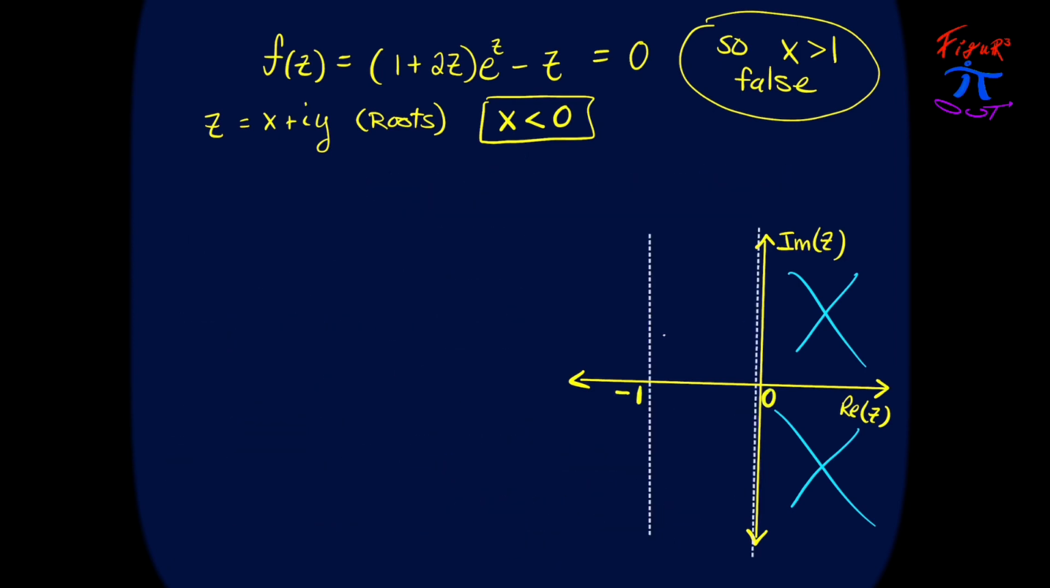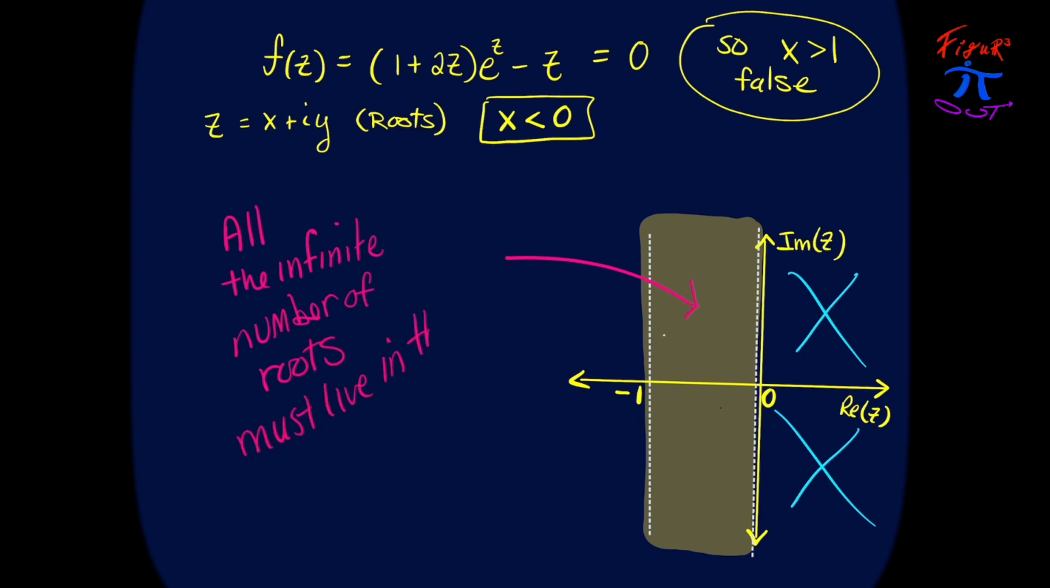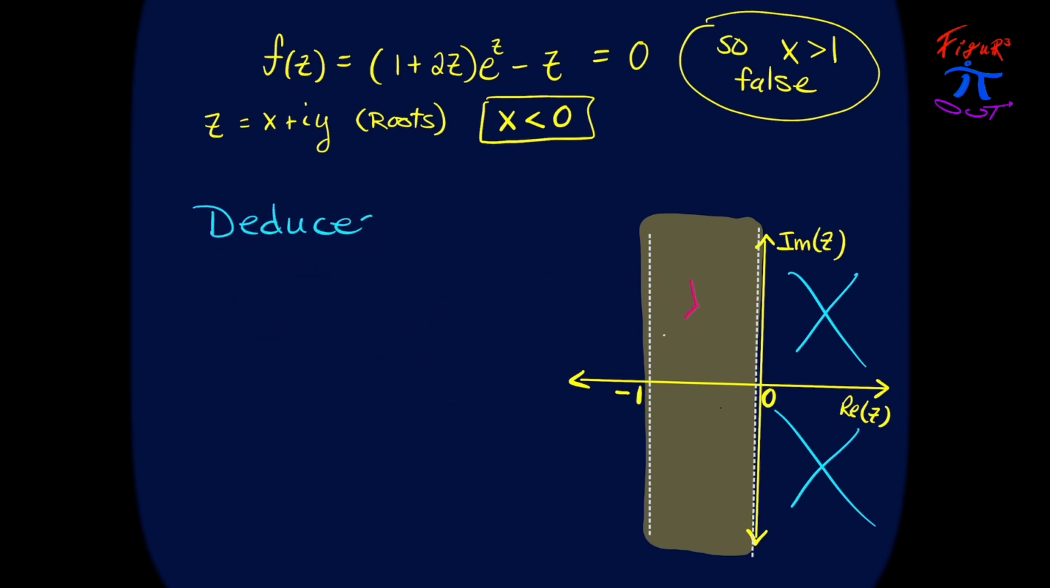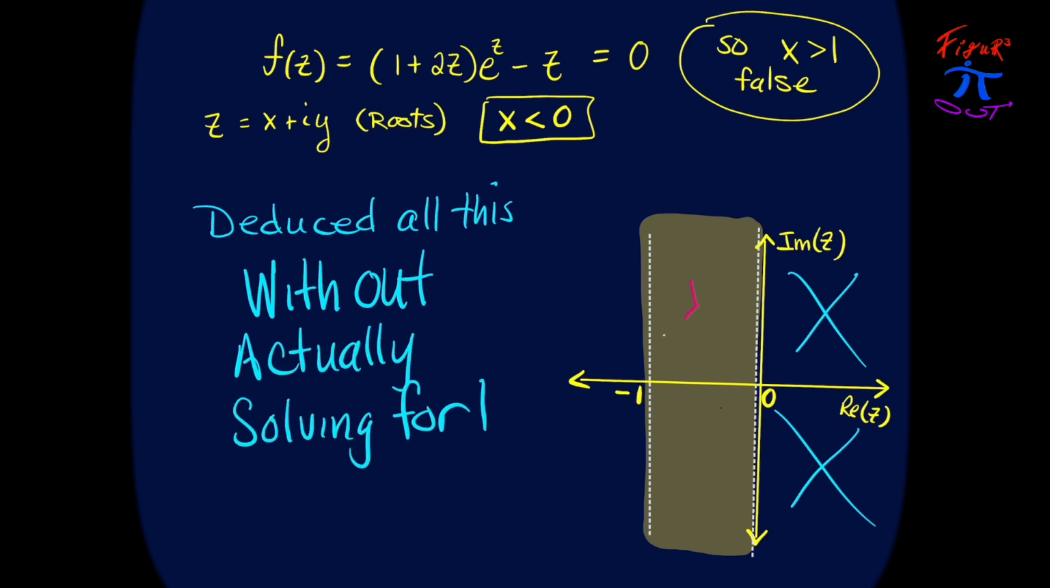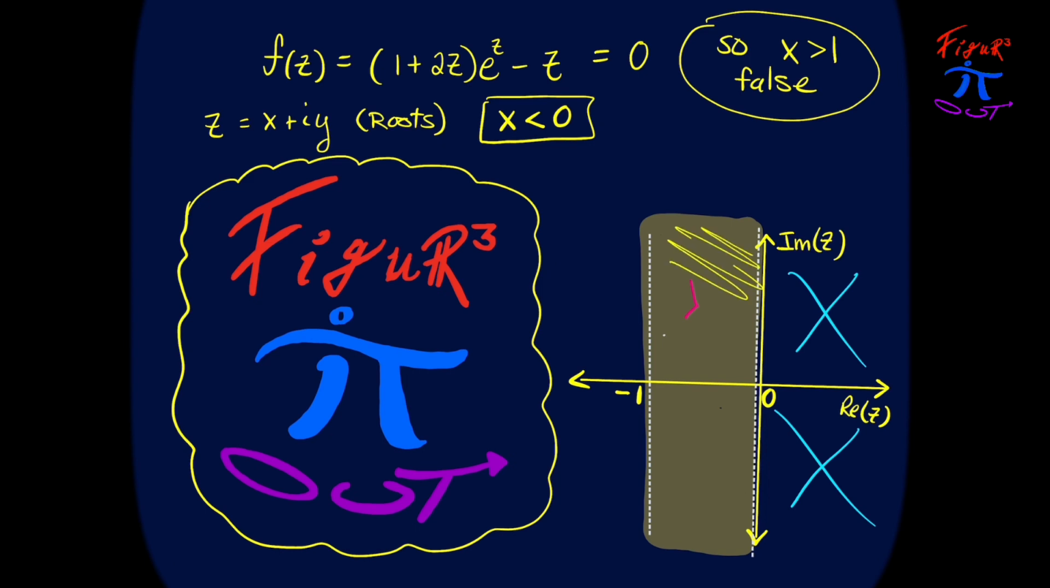To spell that out a little bit clearer, we've just now found that our solutions must live in this narrow little band, this critical strip in the complex plane between -1 and 0 on the real axis. All infinite number of roots must live in this particular region. And even though we haven't solved for what those particular roots are, we've been able to deduce all of this through a little bit of logical reasoning in the complex plane. Now there's much more to be mined here, and I leave it up to you to figure it out.